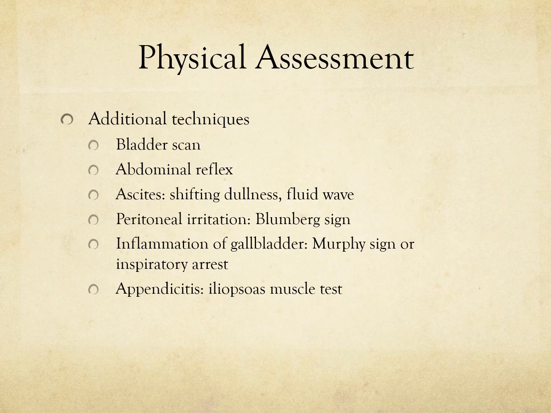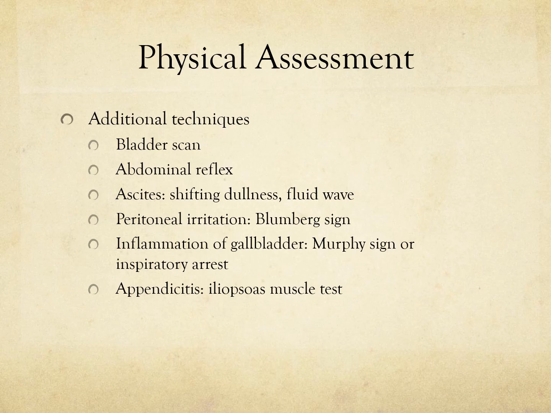You'll also see assessment techniques for ascites, which is fluid accumulation in the abdominal cavity, mainly from liver disease. Two common tests are shifting dullness and fluid wave. These tests help identify excess fluid in the abdomen, which is often associated with liver disease, cirrhosis, heart failure, or cancer. Patients with ascites may also have abdominal distension, discomfort, shortness of breath, or weight gain.